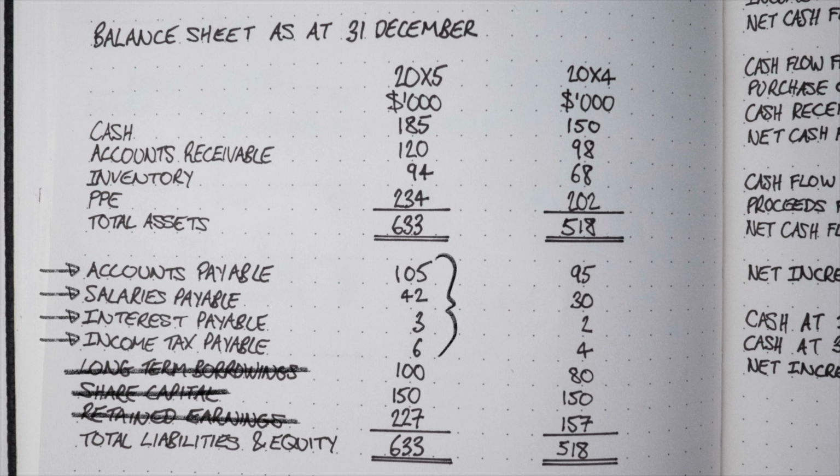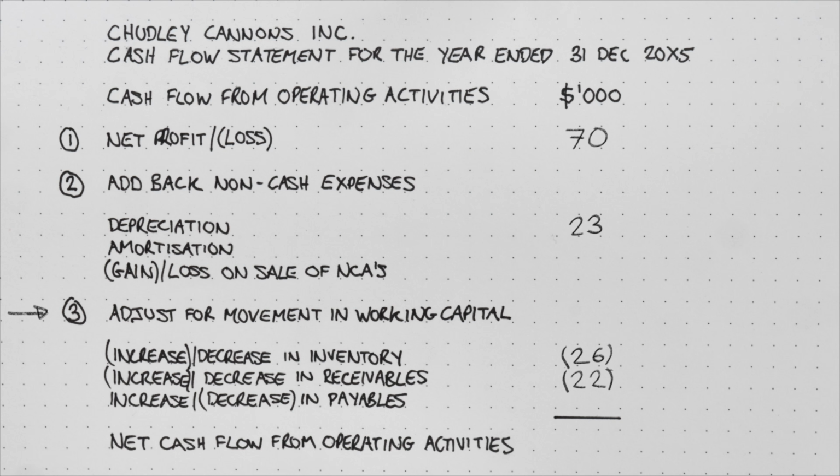The sum of their closing balances is 156, and the sum of their opening balances is 131. When we take the difference between these numbers, we have an increase in payables of $25,000 during the year. Increases in payables need to be added to our net profit in order to calculate cash flow. That makes sense because you can imagine that if a business doesn't pay its invoices, then it gets to hold on to its cash. So we add back 25 in our workings. Boom, that's steps 1 to 3 completed.